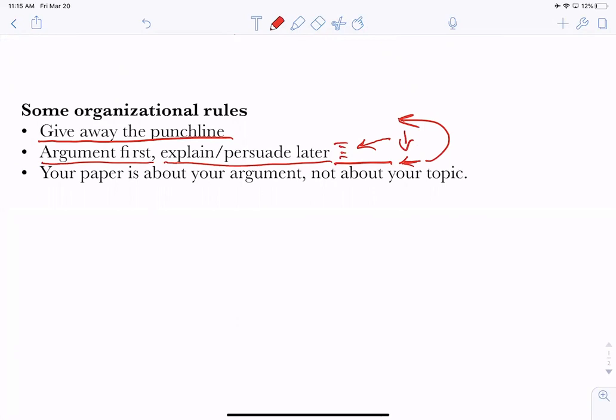So sorry about my weird little diagrams, but this is how I think about it. Always claim first, explain later. And the last one is, if we were in class, I would make you say this out loud. Your paper is about your argument, not about your topic. So your paper is not about Perry v. New Hampshire or about forced confessions. Your paper is about the argument you are making about it. So that is always what you should focus on. You don't need to explain your whole topic. You only need to explain what relates to your argument.